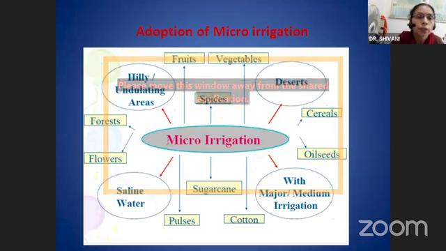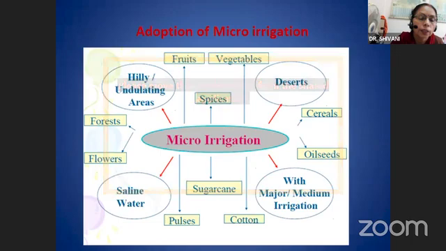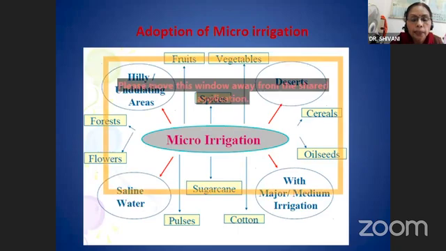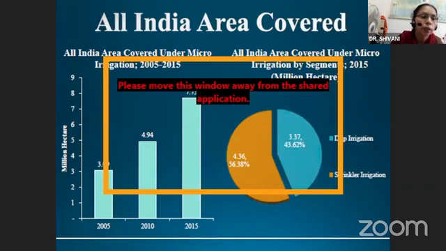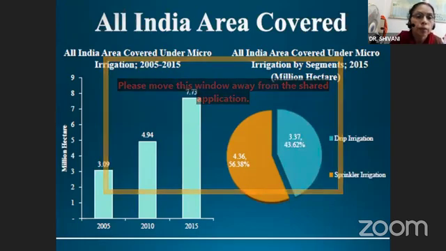This micro irrigation or drip irrigation is very useful for fruits, vegetables, spices, deserts, cereals, oil seeds, sugarcane, pulses, cotton, flowers, forests. This slide shows that micro irrigation is beneficial for all crops. We can use micro irrigation in all crops. And this is the area which is covered under micro irrigation.